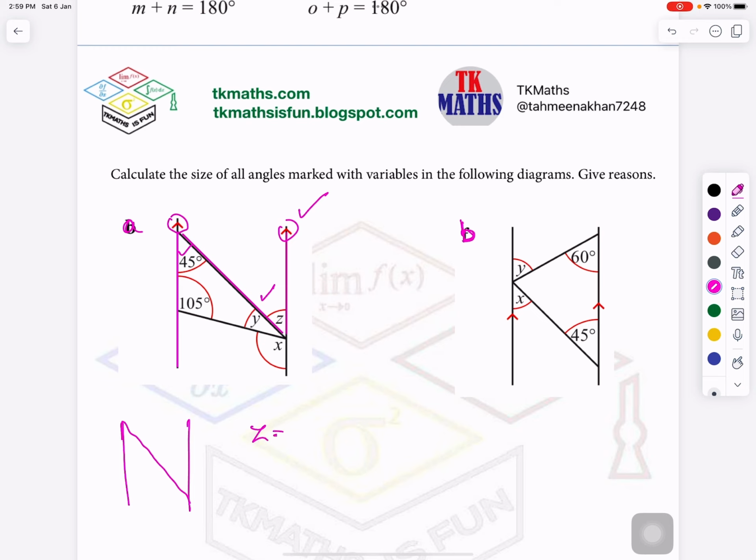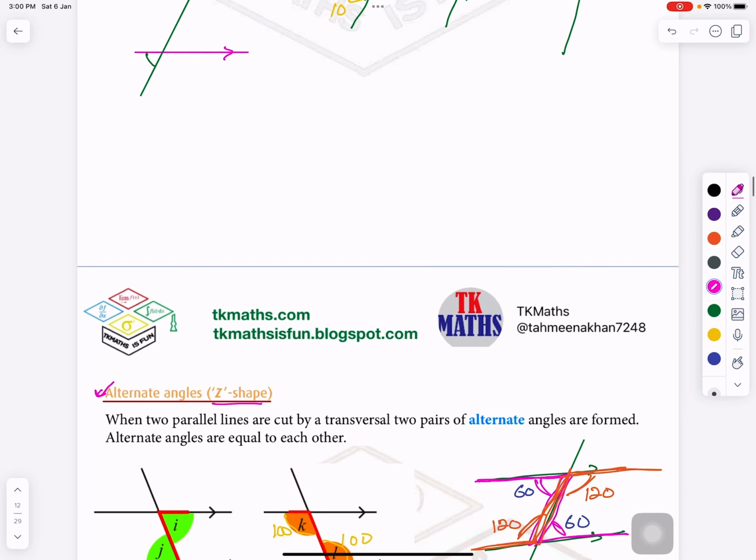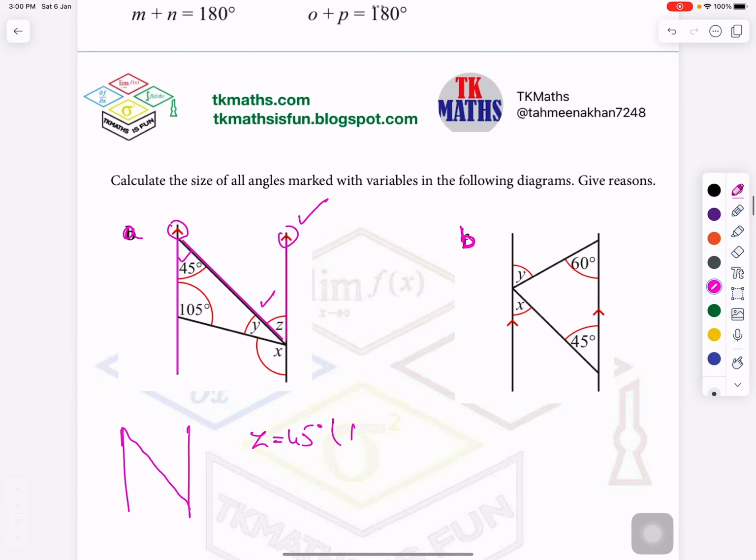So I can say Z equals to 45 degree. And in bracket, I will write what? Which property is this? Z is made in alternate angle, right? So you have to remember this. So now you will write here alternate angle.